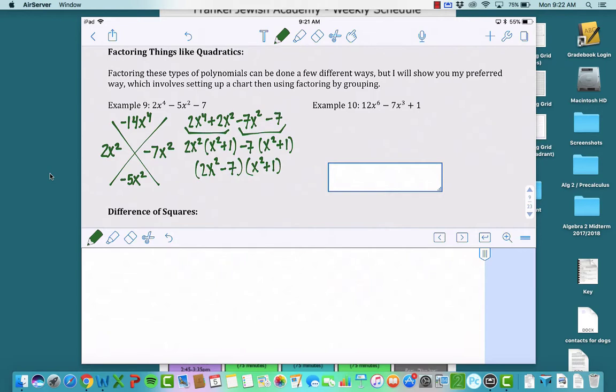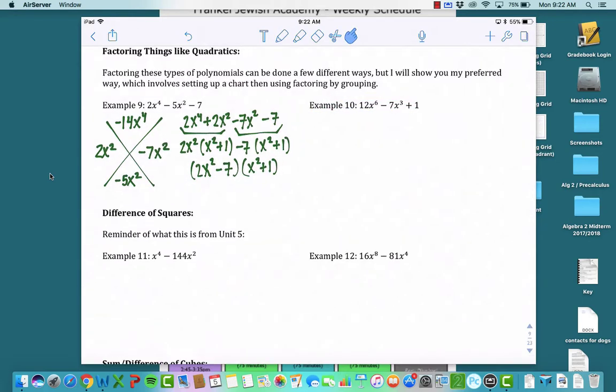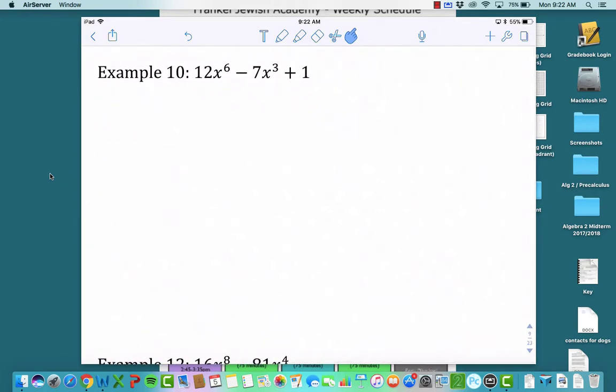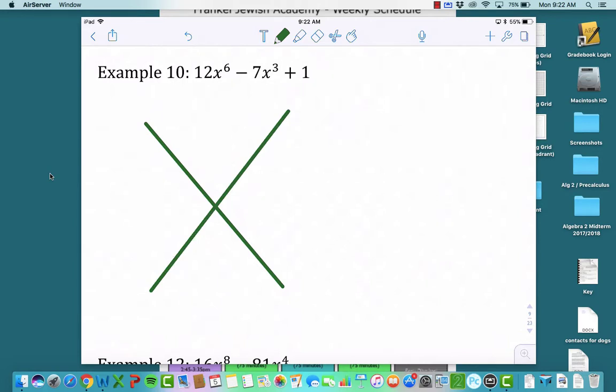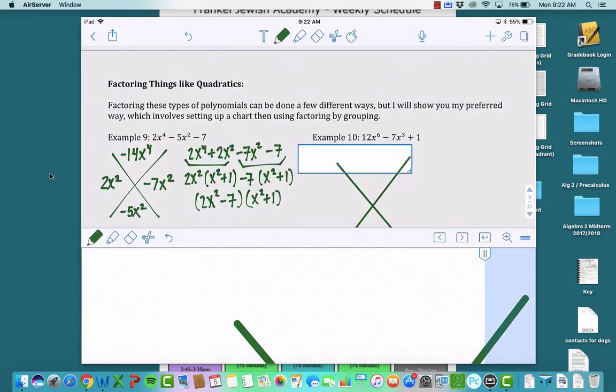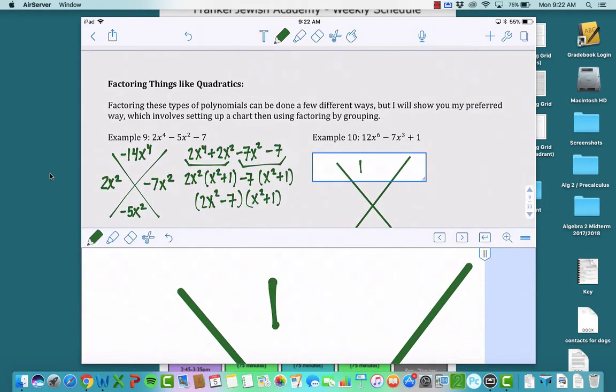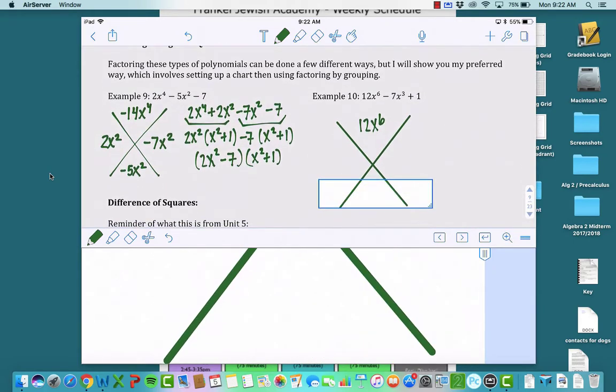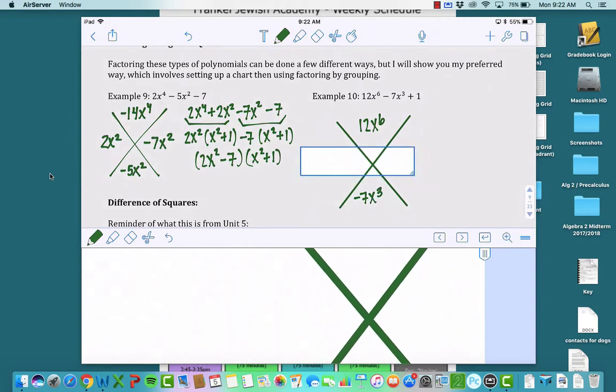So let's do one more example. Again, always feel like you can pause the video if you want to try it on your own first, or you can just continue to watch along with me. Set up my x. So I have 12x to the 6th on top and negative 7x cubed on the bottom.